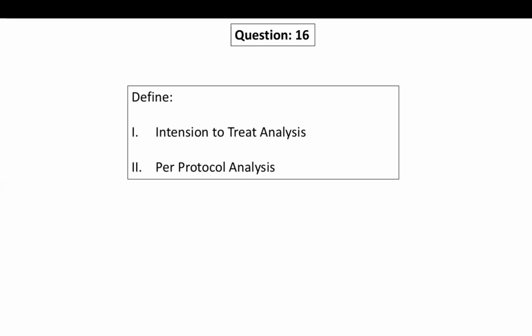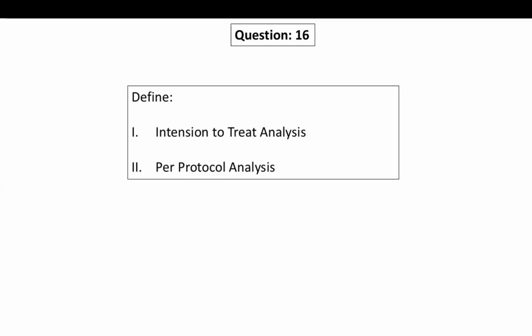And what about the significance of intention to treat analysis? Why are you doing it? Intention to treat analysis shows the real world effect, real world scenarios. It maintains the benefit of randomization and reflects real world scenario data, because in the real world we can have some patients who might not complete the treatment protocol.